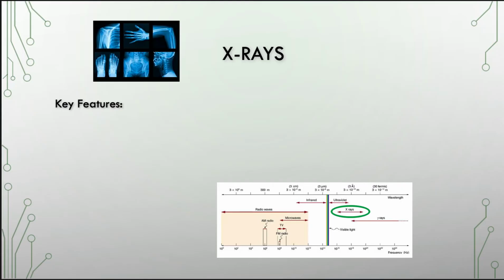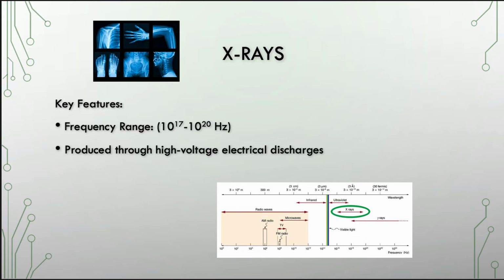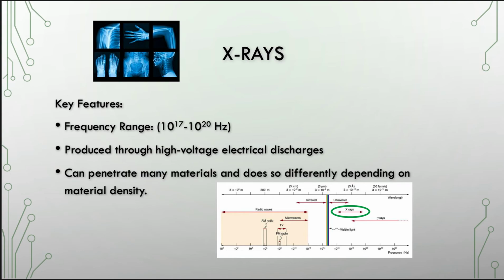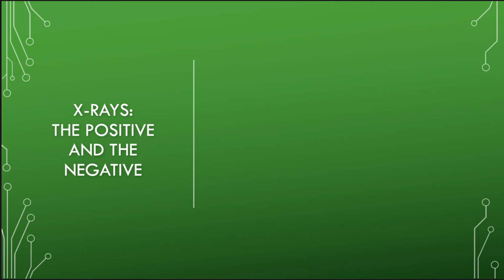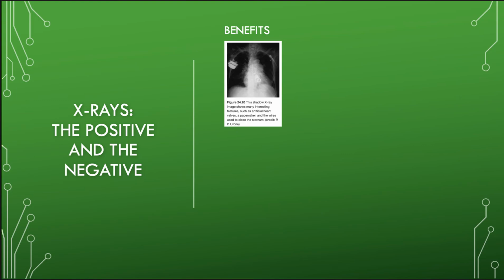X-rays. X-rays are produced through high voltage electrical discharges. They can penetrate many materials and do so differently depending on material density. X-rays have both positive and negative aspects. Some of the benefits include the ability to image objects that are opaque to visible light, with the most well-known version of this being screening the human body.